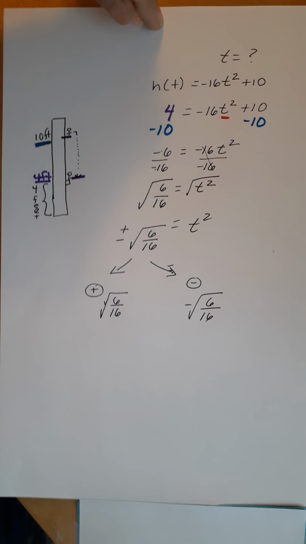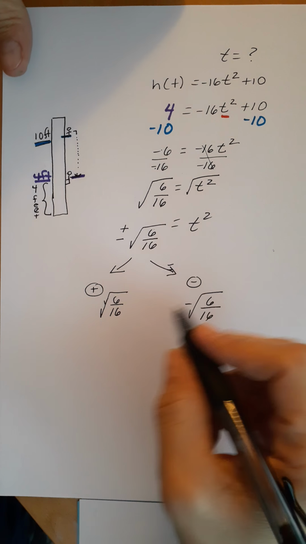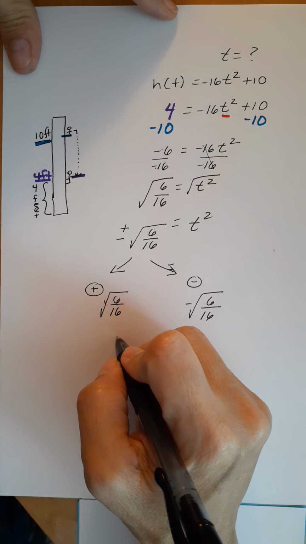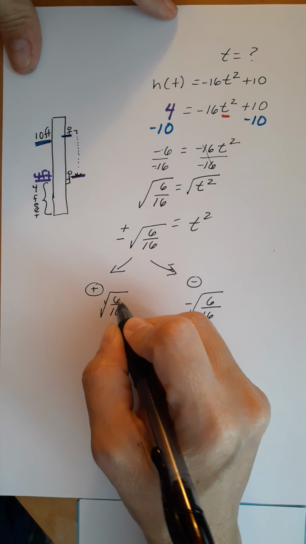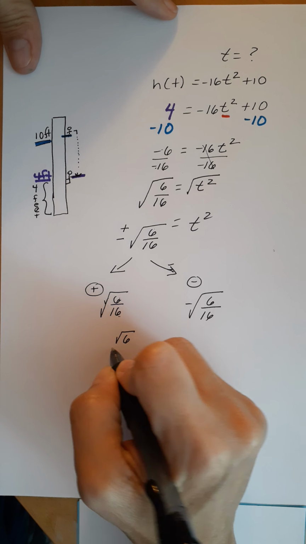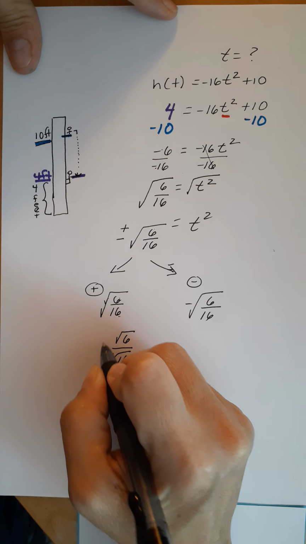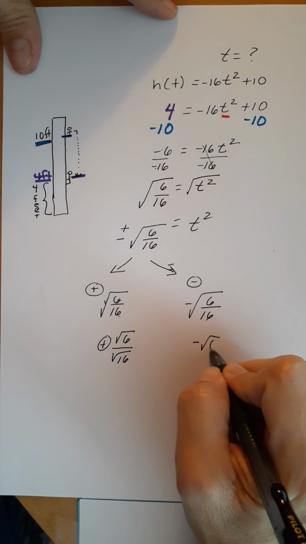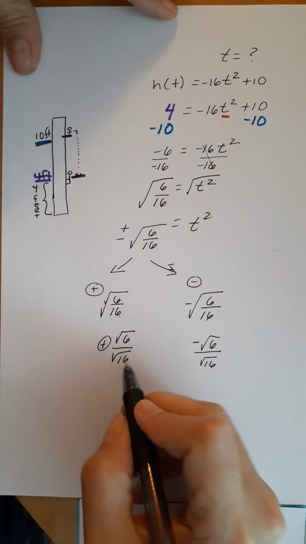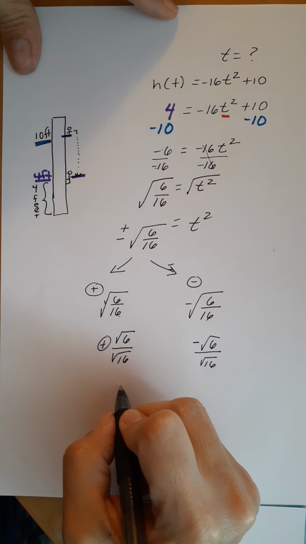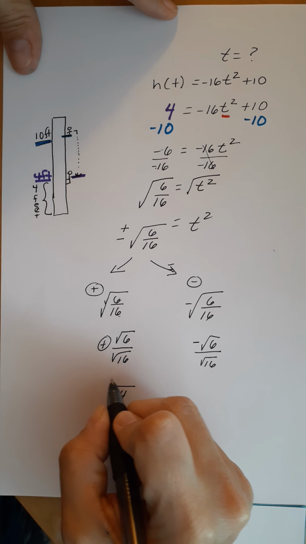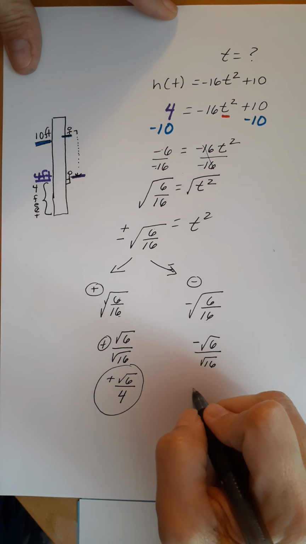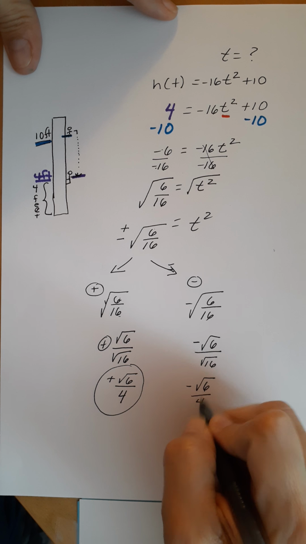Now remember, we're looking for how much time passed. We have a fraction here, and the only way to simplify this with a radical is to create two radicals, one on the top and one on the bottom. We take the square root of 6 and the square root of 16. And for the other, we do the same thing: negative square root of 6 over the square root of 16. Now the square root of 16 is an even number, 4. So we have positive square root of 6 over 4. That's one of my answers. And we have negative square root of 6 over 4, another answer.